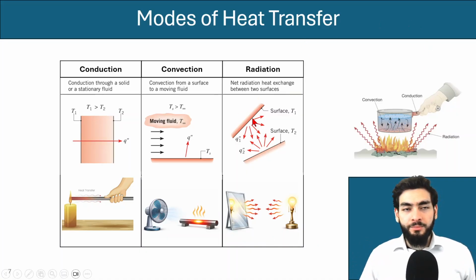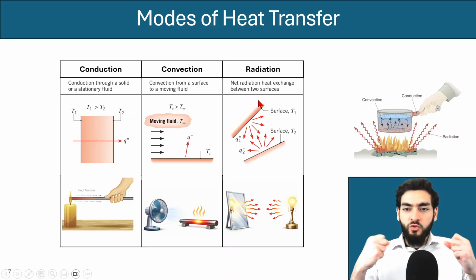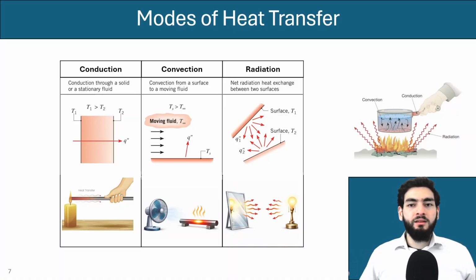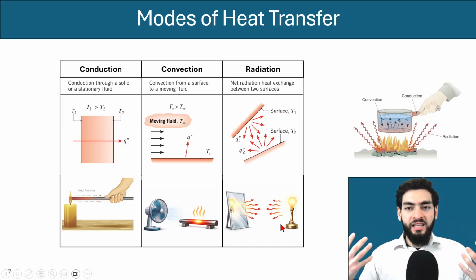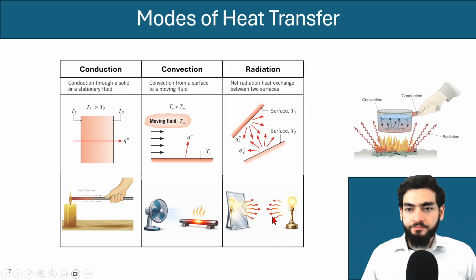And finally, we talked about radiation, and this exists because two surfaces emit radiation to each other. This is an example: you have, let's say, a mirror and a lamp, and both of them would be emitting radiation to each other.